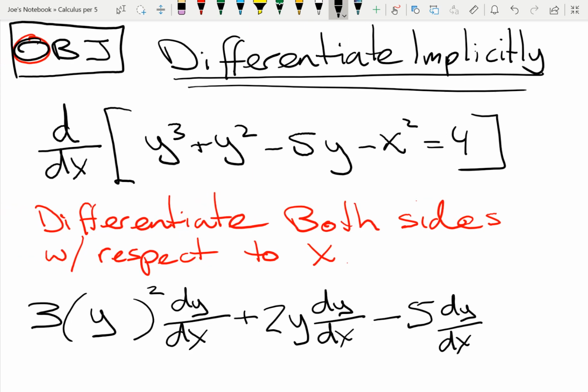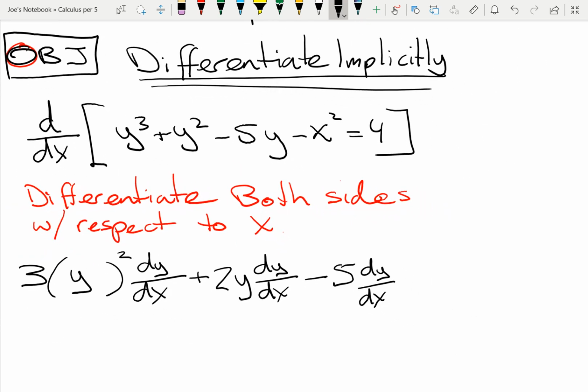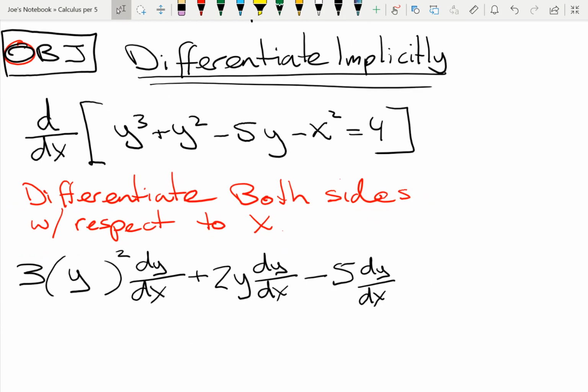Now, we'll take the derivative of negative x squared, so it's negative 2x. Don't need to follow it with anything, because I took the derivative of an x term. Move on. The derivative of 4 is 0. 4 is not x, so followed by a dy dx, but who cares? 0 times dy dx is just 0.